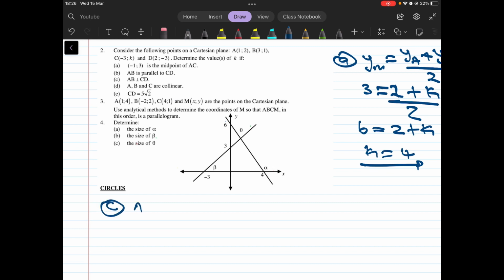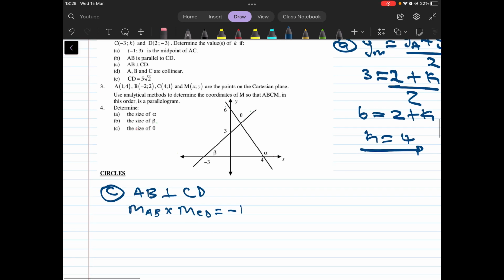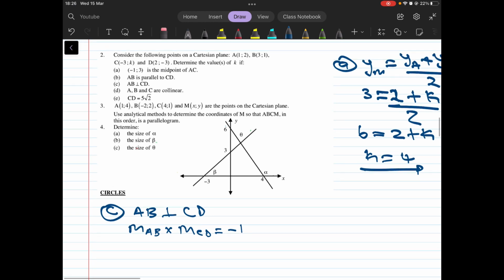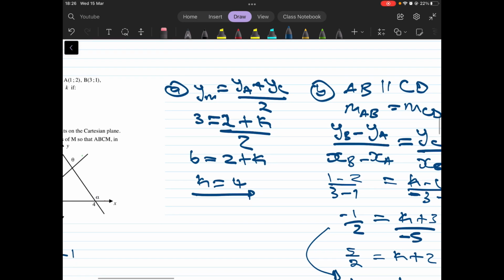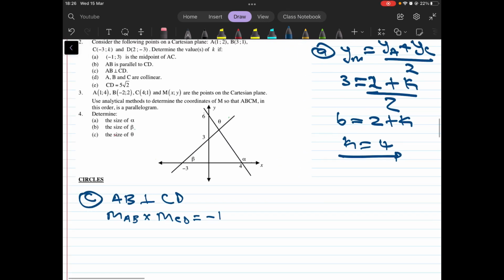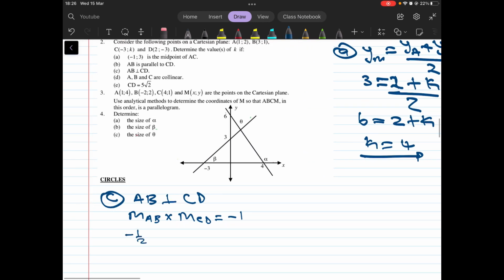For C, we are given the fact that AB is perpendicular to CD. If that is the case, then we know for sure that for perpendicular lines, the product of their gradients is negative 1. That doesn't change. We already have the gradient of AB. We did calculate it from here: negative 1 over 2 is the gradient of AB. I hope you see that. So we can just substitute it here, negative 1 over 2. We don't need to calculate it again.